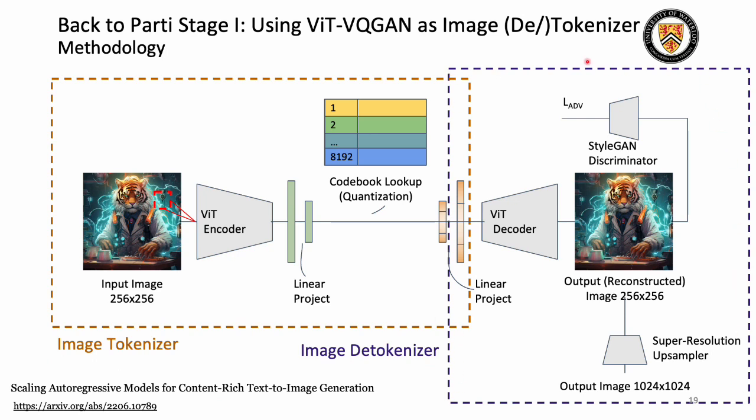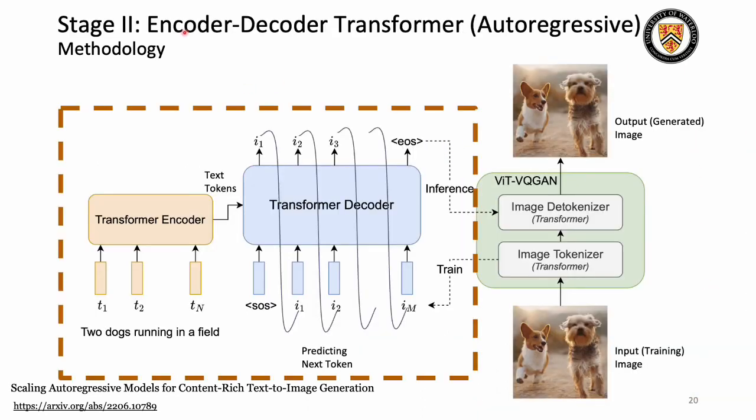In Parti, it also uses a super resolution upsampler to upsample the output image to 1024 by 1024 from 256 by 256. So now moving on to Parti stage 2, which involves the autoregressive model. And it's essentially an encoder-decoder transformer.